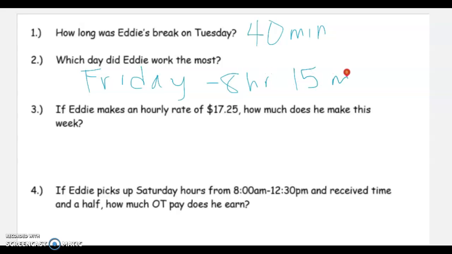3 and 4 kind of bring us back to what we did this past week with hourly rate and overtime. So it says if Eddie makes an hourly rate of $17.25, how much does he make this week? So we know he works 38 hours at $17.25, so we're going to multiply that like we had before. And we get $655.50.